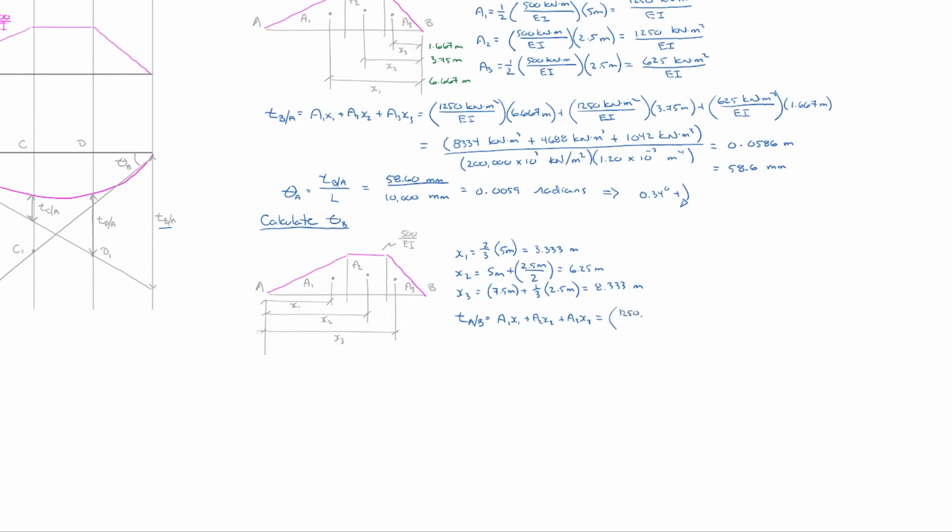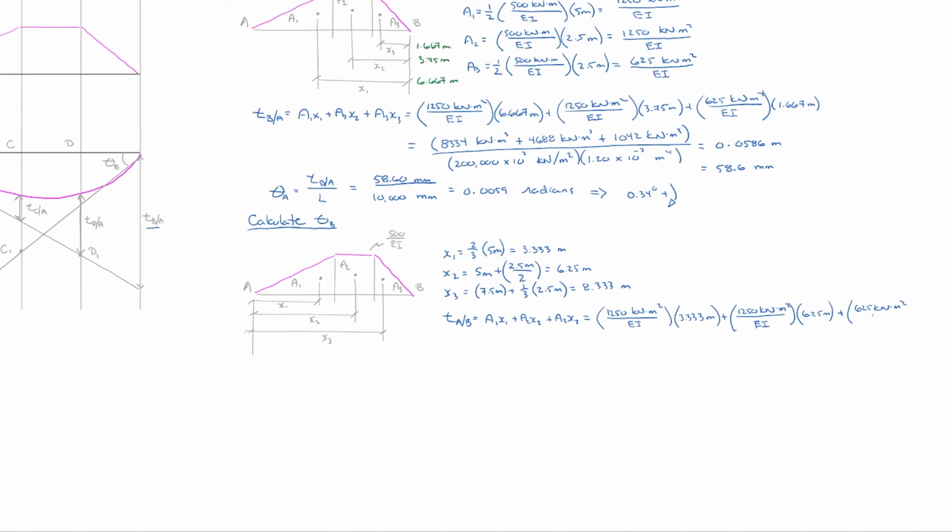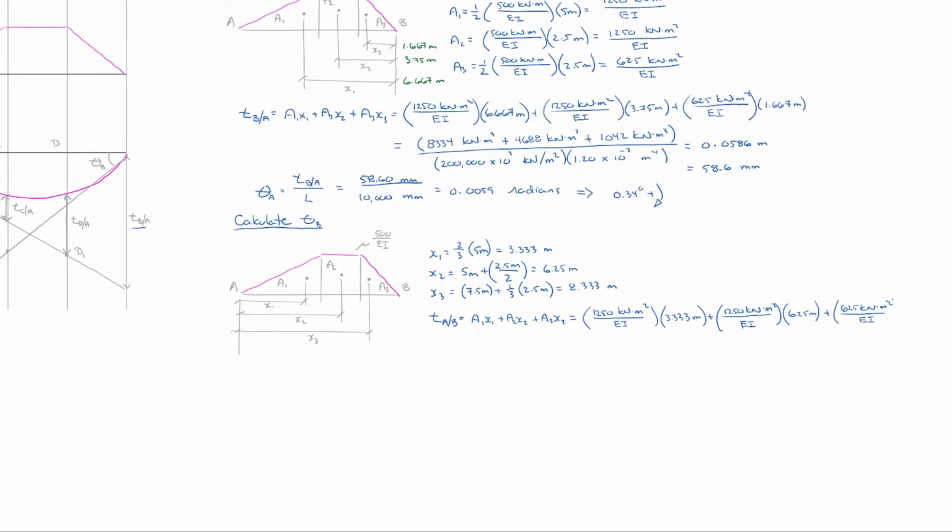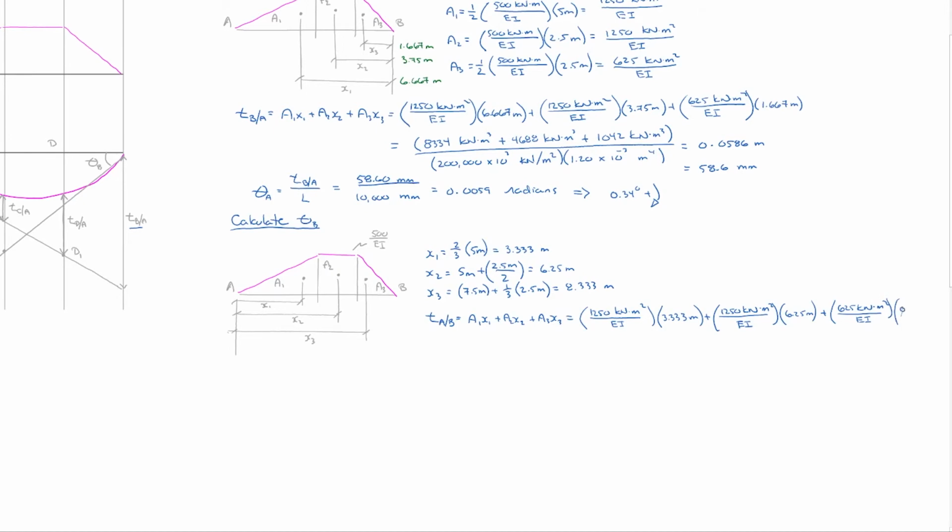So 1250 kilonewton meters squared divided by EI multiplied by x1, which is 3.333 meters, plus area 2 is 1250 kilonewton meters squared divided by EI multiplied by x2, which is 6.25 meters, plus our last area, area 3, 625 kilonewton meters squared divided by EI multiplied by our distance, 8.333 meters. I almost ran out of screen.